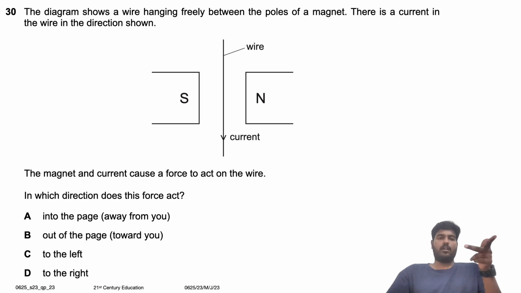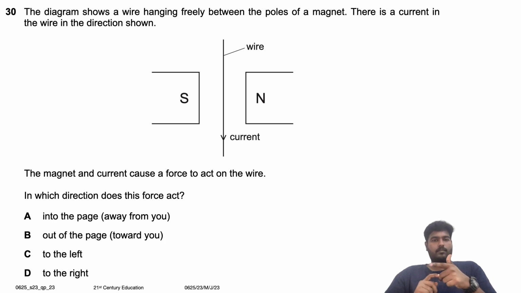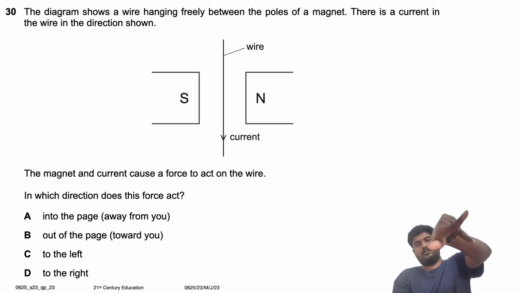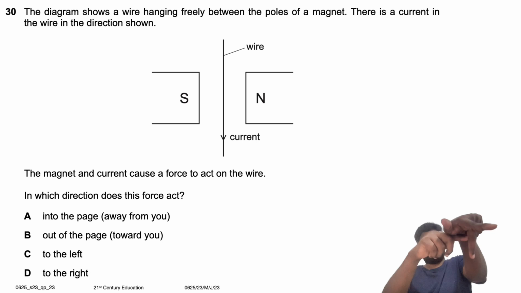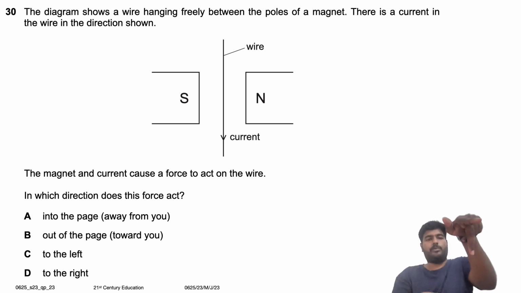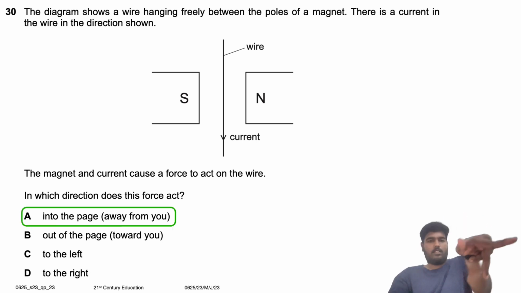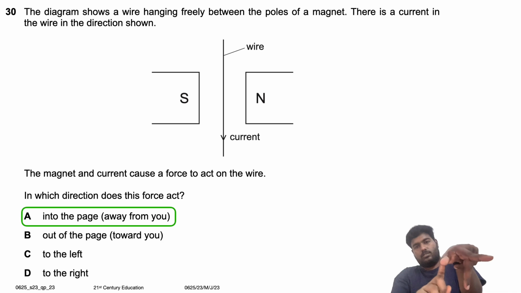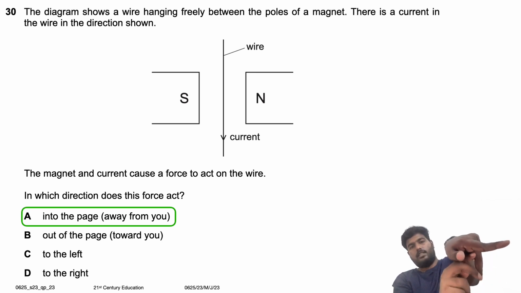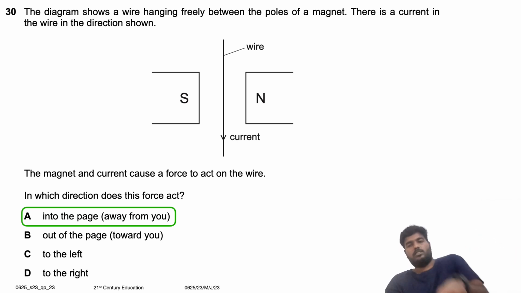Field is from north to south. Okay, and then the current is in this down direction. So it will go like this. Sorry. So the motion is into the page. Remember. So this is the motion into the page, and this is the field. Okay, north to south, and this is the direction of the current. So it's into the page.